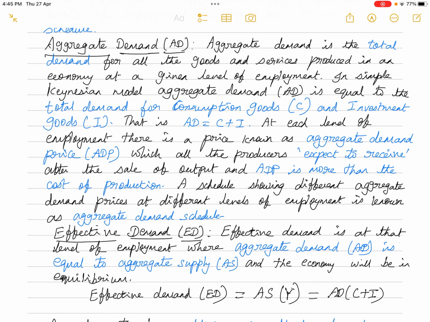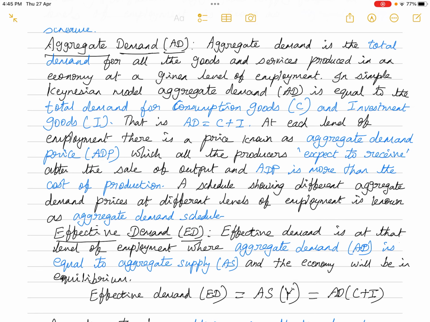So that the given level of employment is constant. Okay, so in the simple Keynesian model, aggregate demand AD is equal to the total demand for consumption goods C and investment goods I, that is, AD is equal to C plus I.